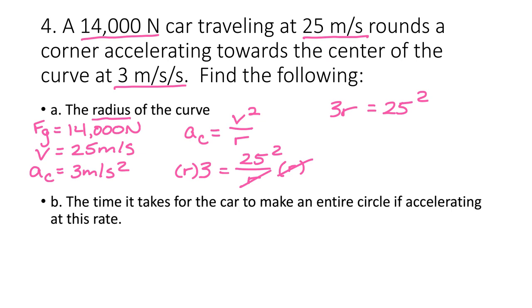Next up, we need to divide both sides by 3. This leaves us with r equals 25 squared over 3. Put that into the calculator, and you get 208 meters.